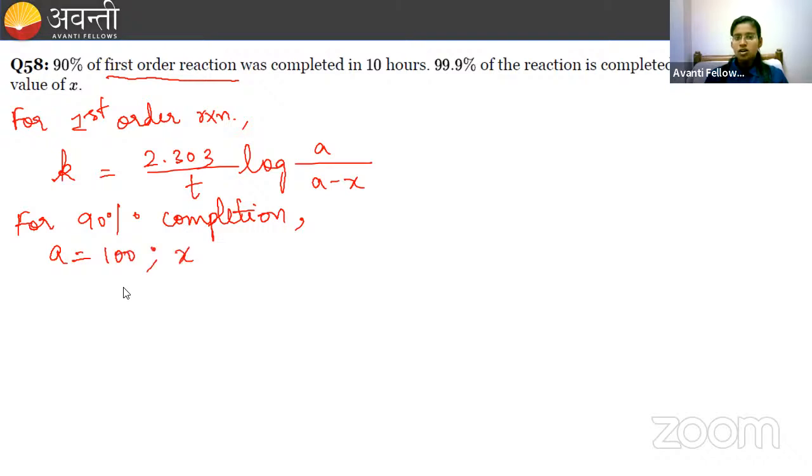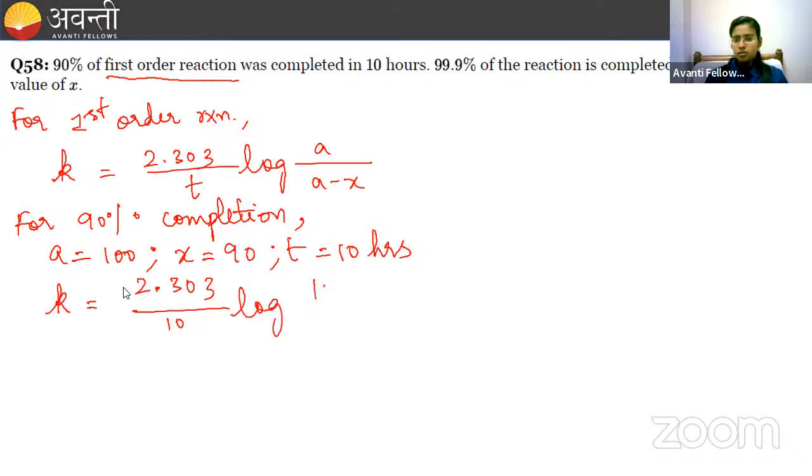And 90% got reacted, right? So X is equal to 90. And the time taken for this is 10 hours. Now we can substitute all the values here, and K will be equal to 2.303 divided by 10 into log of 100 by 100 minus 90, which is 10.